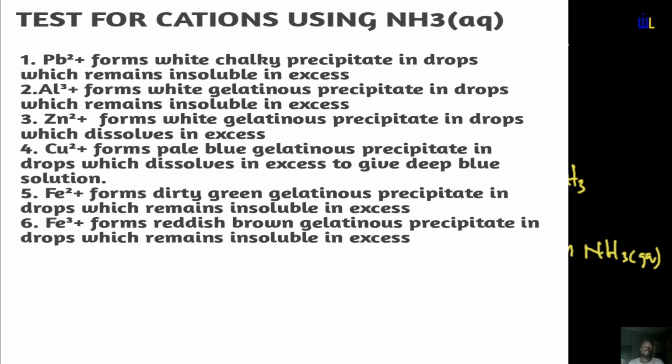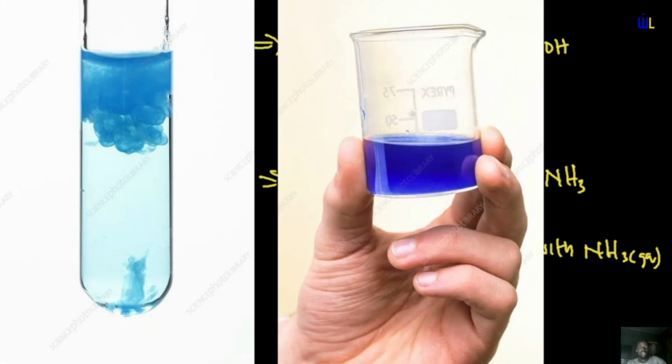Okay, copper would form a light blue gelatinous precipitate initially with ammonia. But when you now add excess of the ammonia, you are now going to have a deep blue solution formed. So I'm going to try to represent that. Okay, so we have two pictures here, as we can see. The one on the left is the first light blue gelatinous precipitate that is formed initially when you introduce ammonia solution in drops. But when you now add it in excess, you have the one on the right. The one on the right is the deep blue solution that is formed in excess ammonia. So you have that.